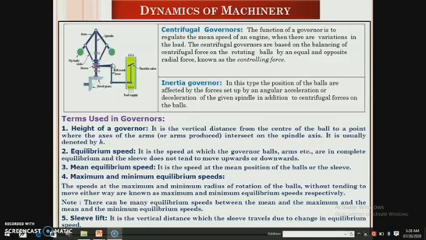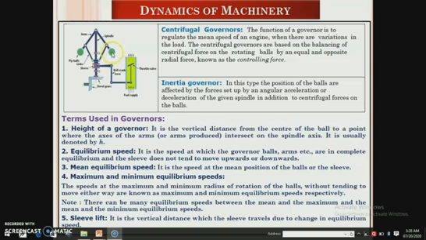But the simplicity of centrifugal governors makes them more popular. Then we'll discuss the terms used in governors. Height of the governor: it is the vertical distance from the center of the ball to the point where the axis of the arms intersects the spindle axis. It is usually denoted by H.